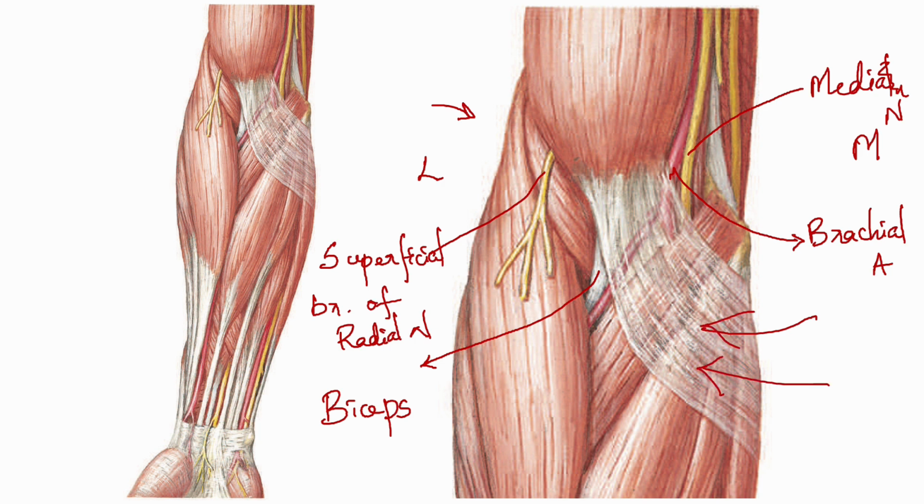So these are the arrangement of structures in the cubital fossa, and we can see a sheet-like aponeurosis, sheet-like fibrous tissue over here, which is arising from the distal aspect of this muscle. This muscle is the biceps brachii muscle, and this aponeurosis is actually one of the points of insertion of the biceps brachii into the ulna, and it is known as the bicipital aponeurosis.